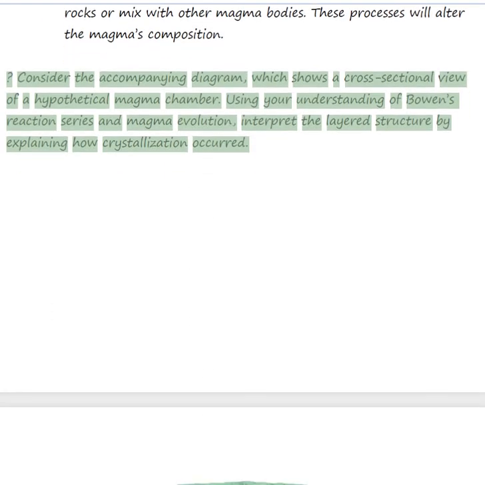Consider the accompanying diagram, which shows a cross-sectional view of a hypothetical magma chamber. Using your understanding of Bowen's reaction series and magma evolution, interpret the layered structure by explaining how crystallization occurred.